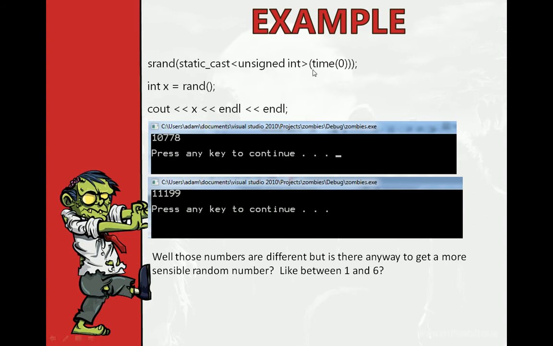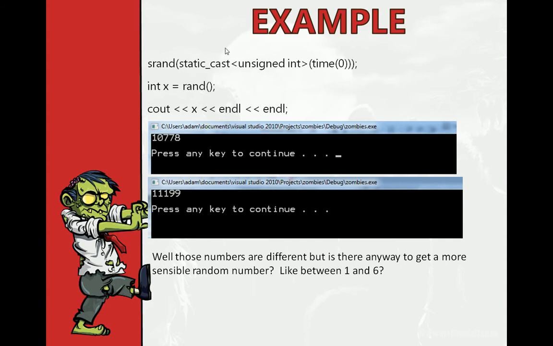I'm going to cast that into an unsigned integer. And when you cast a variable from one data type to another, you're changing its data type. Right now I'm taking the time and I'm casting it to an unsigned integer. An unsigned integer can only be positive. And then I'm taking this value that comes from this function, being fed into this function, and I'm feeding it into the srand function. Okay, so now I've just seeded my random number generator.